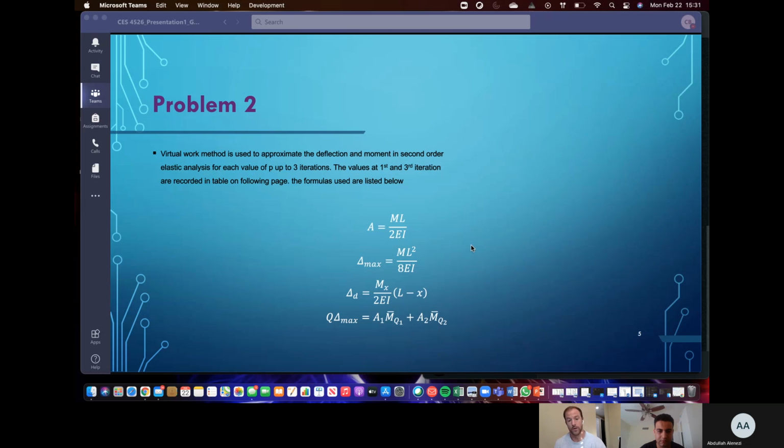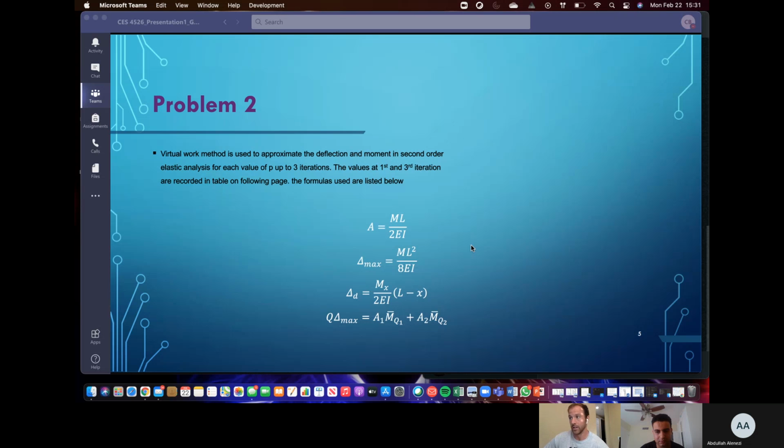And the moment for the first iteration, the formula is not pictured here, but it's simply force times distance. So P times the eccentricity plus the deflection at that distance.